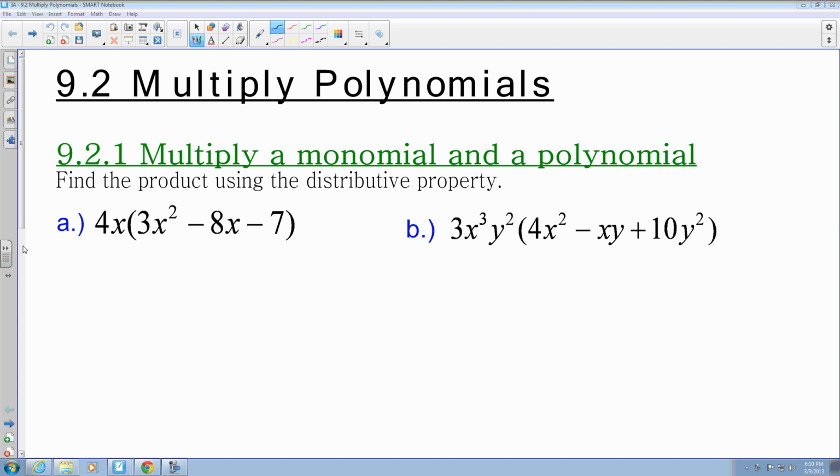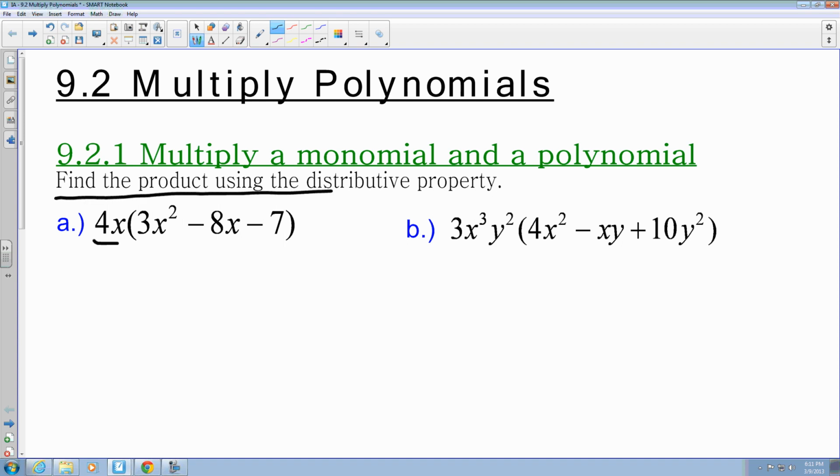Section 9.2 deals with being able to multiply polynomials. And you can multiply polynomials many different ways depending on what type of polynomial you're multiplying with. So we're going to start with some simple ones and then go into ones with more terms with binomials and trinomials. So for examples A and B, I want to be able to multiply a monomial like 4x to this trinomial 3x squared minus 8x minus 7.